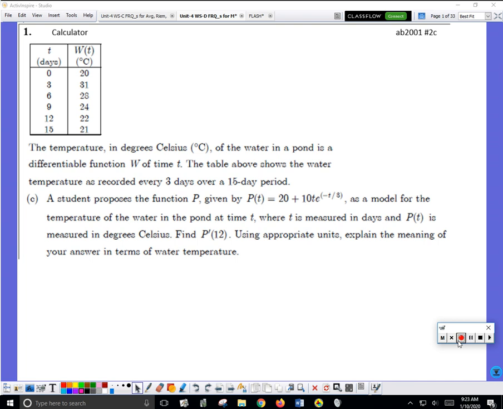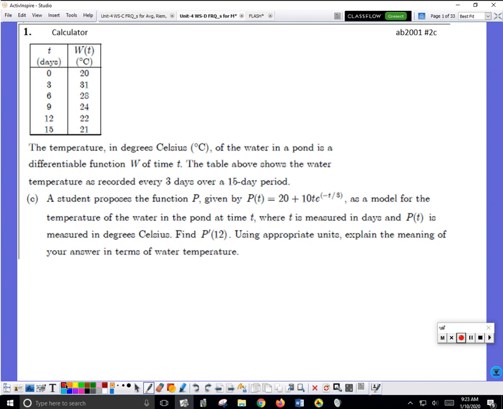Like all FRQs, this is laid out as follows. You're going to get a booklet, and then you're going to open the booklet, and it will show something like this. And there will be a problem with information here, and then it will be like part A, B, C, and D. The information never contains a question, just information. The temperature in degrees Celsius of the water in a pond is the differentiable function W.